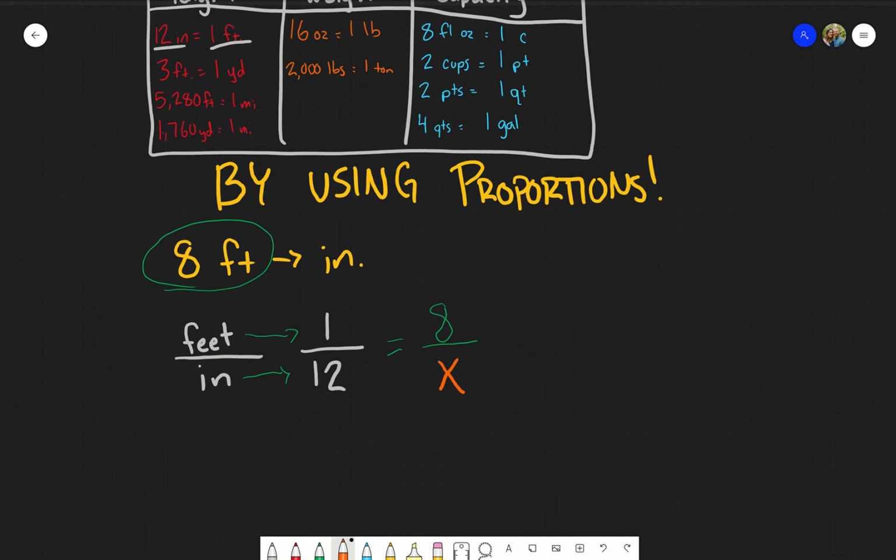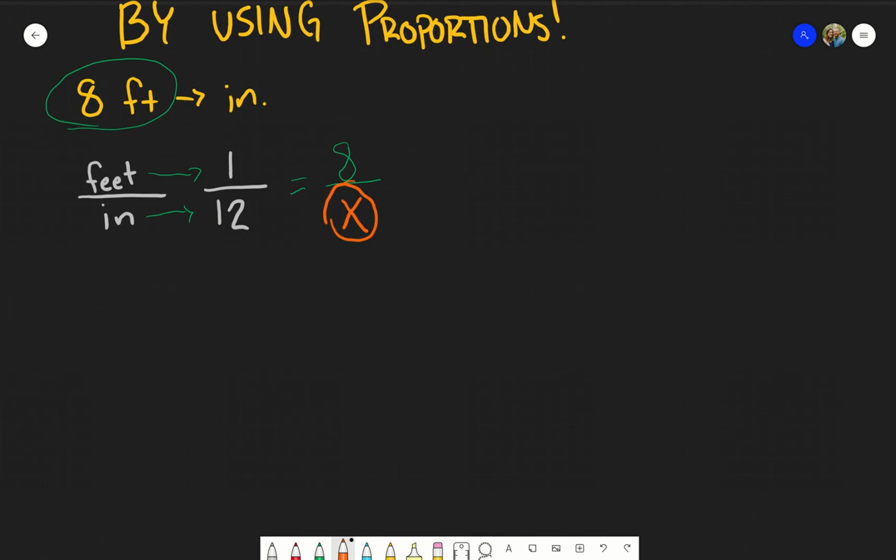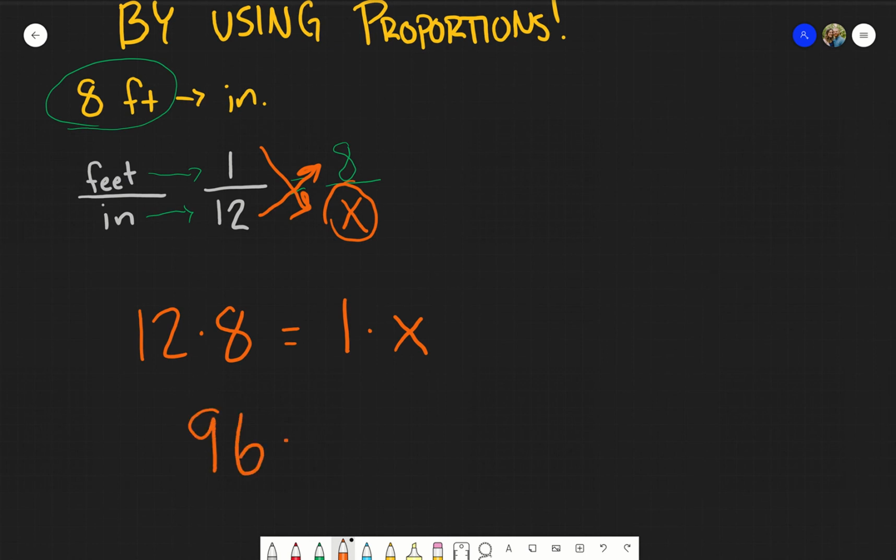All right, now I'm going to solve for this X. What's my first step in solving a proportion? Cross multiply. 12 times 8 equals 1 times X. And 12 times 8 is 96. 1 times X is 1X. When I have a variable with 1 as my number, I don't actually need that 1. I can just erase it. And I get 96 equals X. So that tells me that 8 feet equal 96 inches.